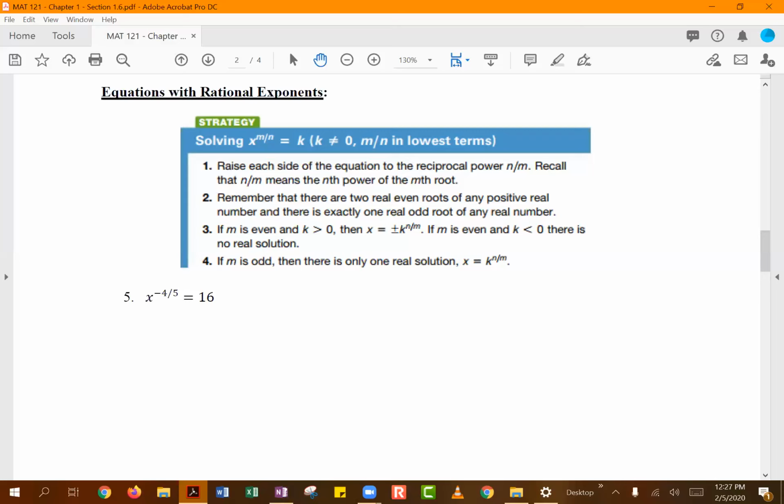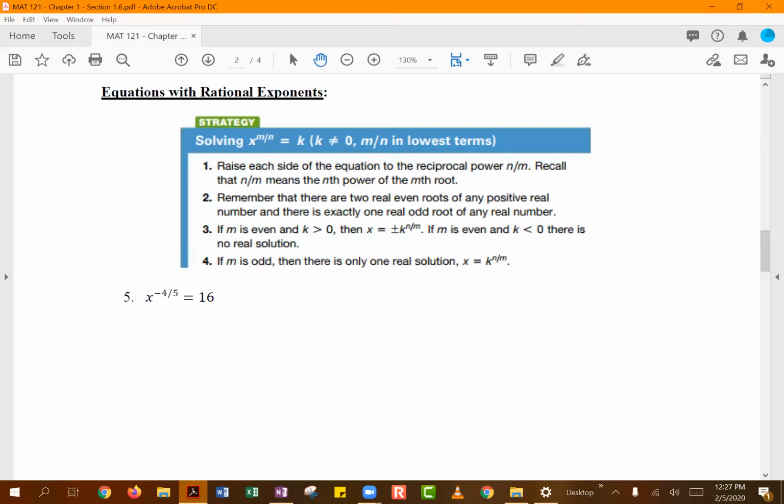So they're saying if m is an even number, which is that numerator value, and your k is positive, then as you can see, since m is an even number, you're actually going to end up getting two answers, the positive and negative answer from here.